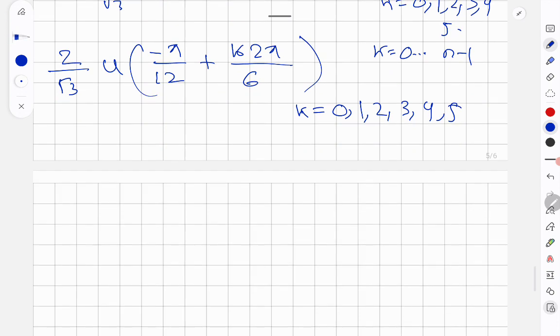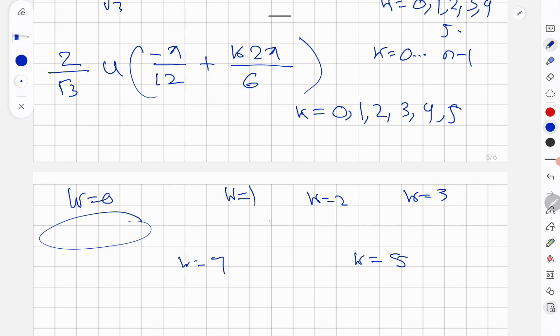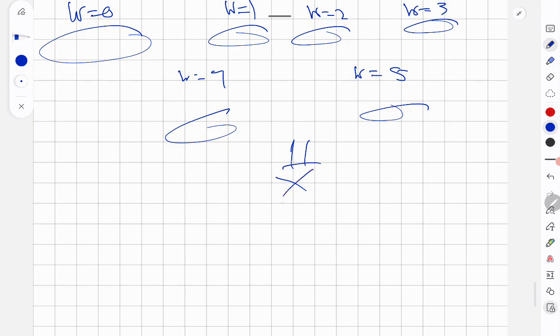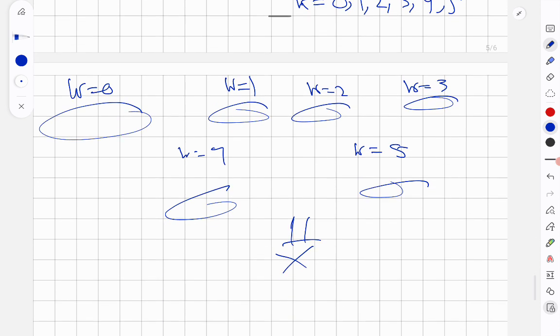Now if you substitute the value of k over here, for k equal to 0, 1, 2, 3, 4, 5, you will get different solutions. You will get the solution in the polar form. Then if the question asks, convert this to algebraic form, you have to do it.